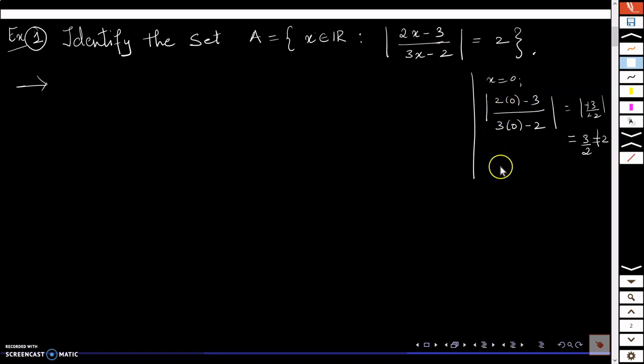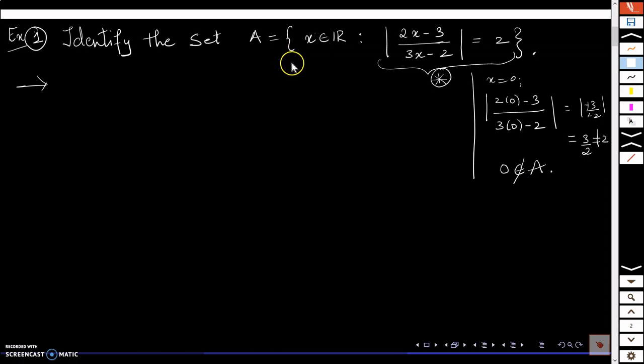That means I can conclude from here that 0 is not there in this collection A because it does not satisfy the defining property of A, which is this. I can mark this as star. So the element x equal to 0 does not satisfy this property, right? So what we have to do is find all those real numbers x which will satisfy this condition star.